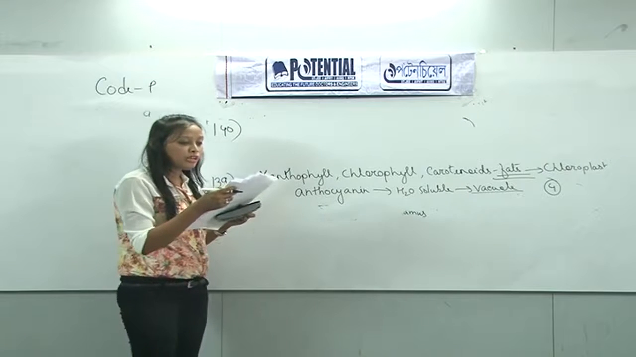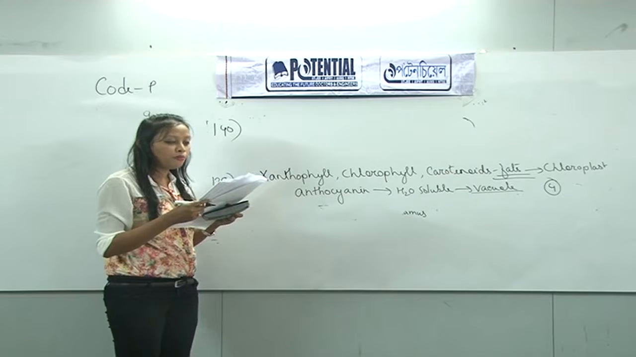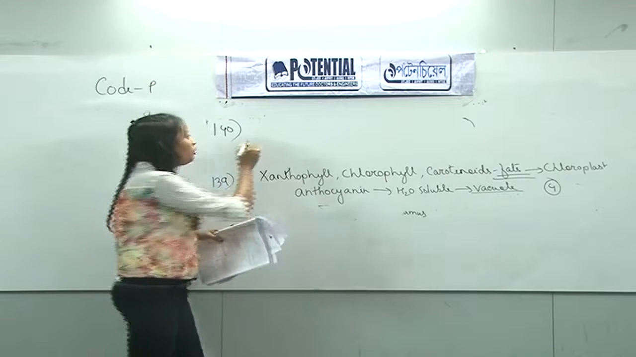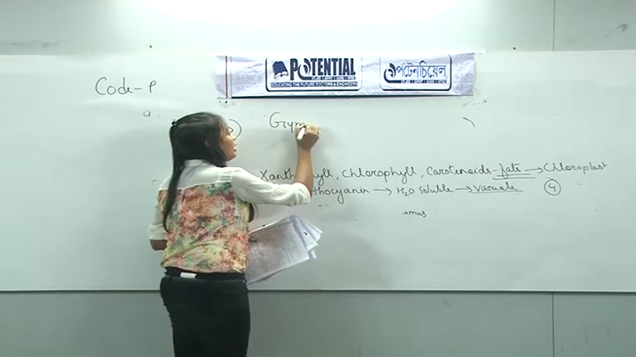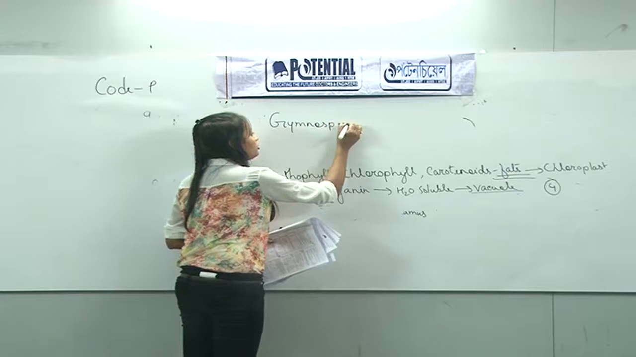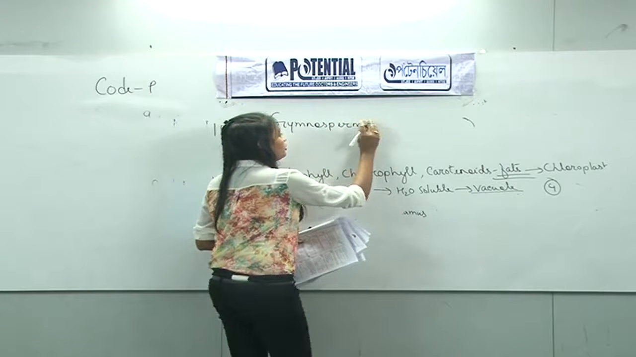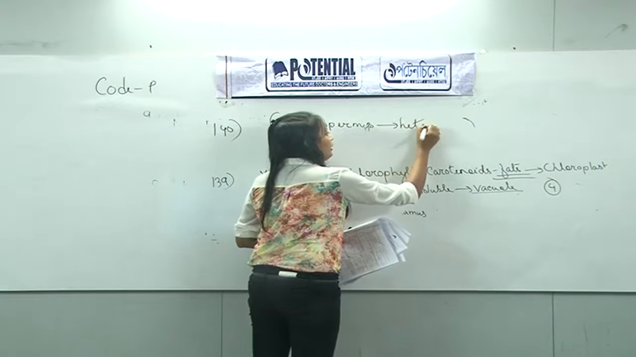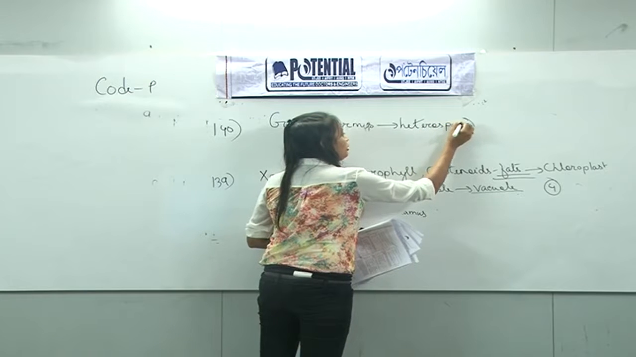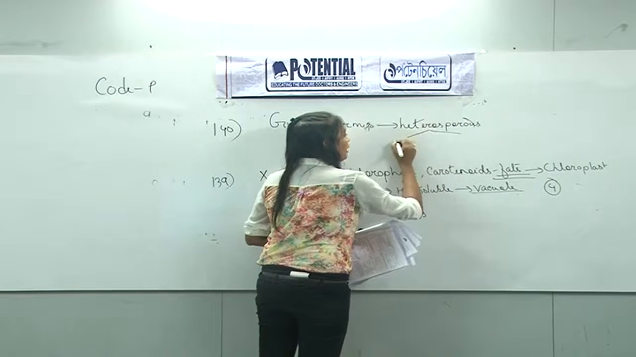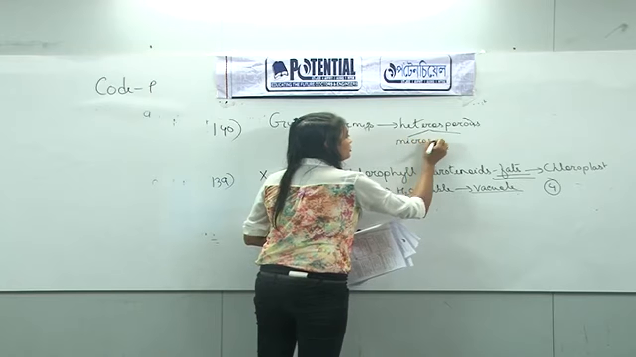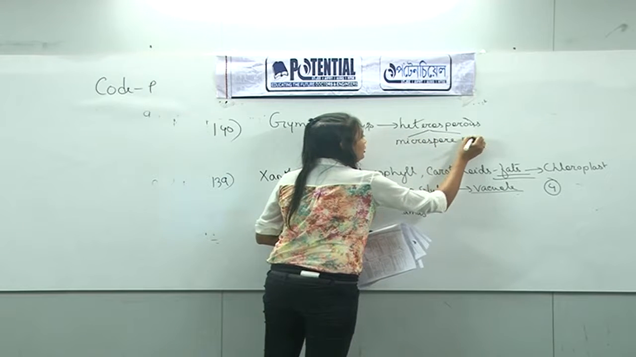So we will discuss from option 1, Gymnosperms are both homosporous and heterosporous. We know that Gymnosperms are plants which are heterosporous. Why are they heterosporous? Because they produce 2 types of spores, microspores and megaspores.